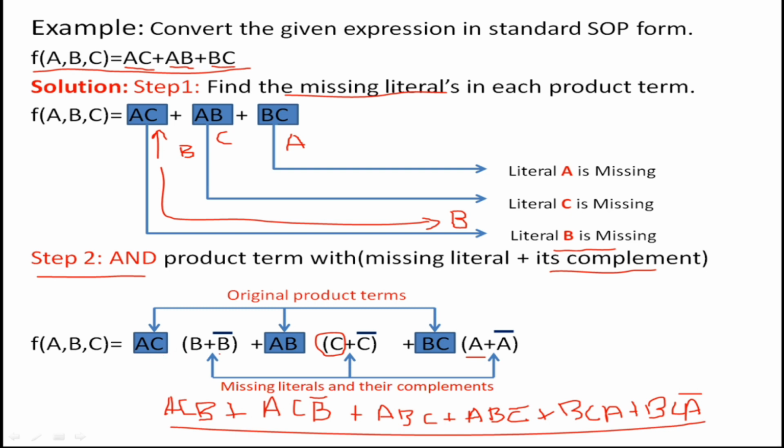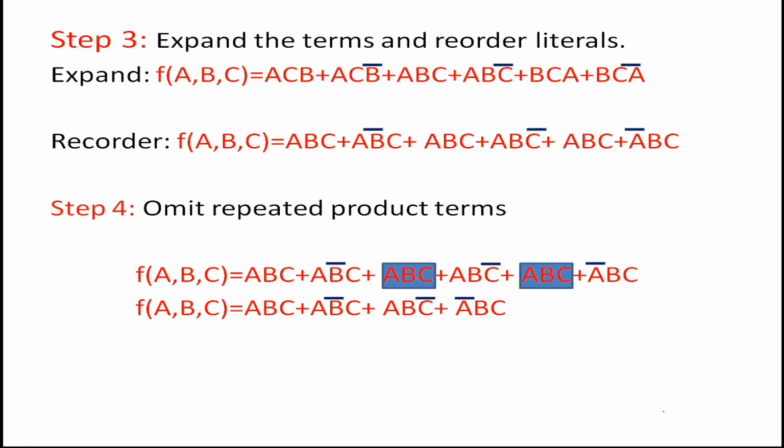So AC is multiplied with B, AC is multiplied with B bar. We get the terms ACB plus AC B bar. AB is multiplied with C, AB is multiplied with C bar. ABC plus ABC bar. The third product term BC is multiplied with A and BC is multiplied with A bar. So BCA plus BCA bar. Understood? Now, as we have expanded this term, we get these 6 product terms coming out of it. First one is ACB, ACB bar, ABC, ABC bar, BCA, BCA bar.